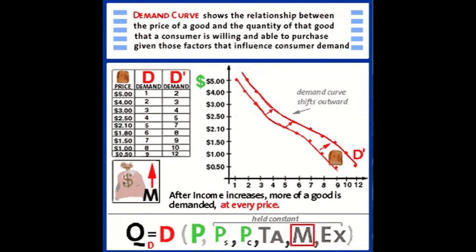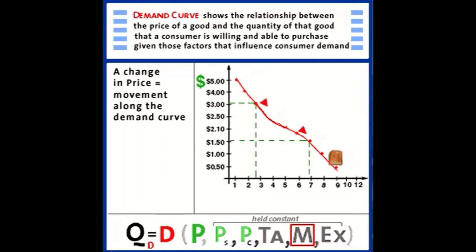Now, here's some important language for you to know. Whenever there's a change in the price of bread, the household changes its behavior by moving along the existing demand curve. When a household moves along an existing demand curve, that is, when the household responds to a change in the price of bread, we call this a change in quantity demanded.